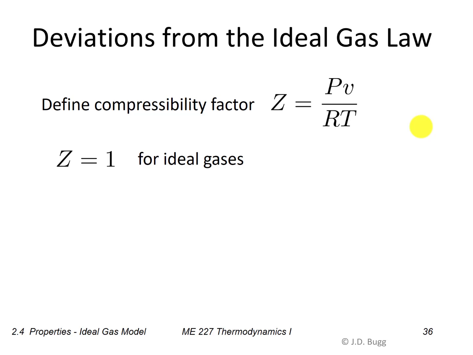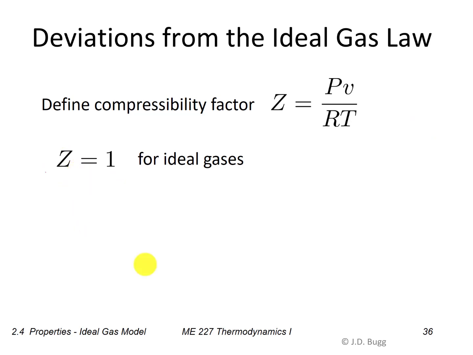So the compressibility factor is essentially a measure of whether or not we have an ideal gas. If the ratio PV over RT is something different than 1, then we're not dealing with an ideal gas. We're starting to get too close to that liquid vapor region, and those lines of constant temperature are being distorted so that PV is no longer equal to RT. So this is a measure of whether or not we can treat a substance as an ideal gas.